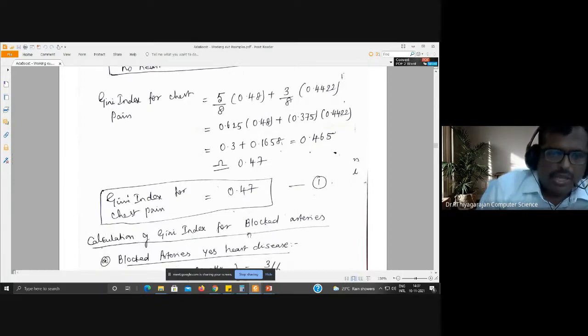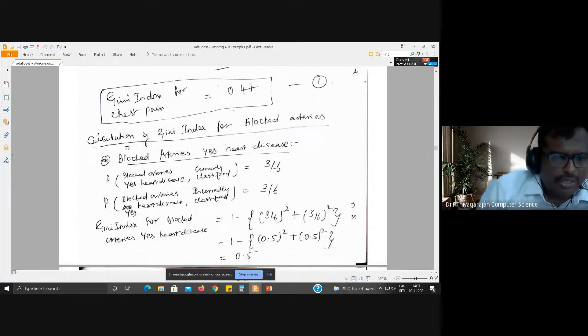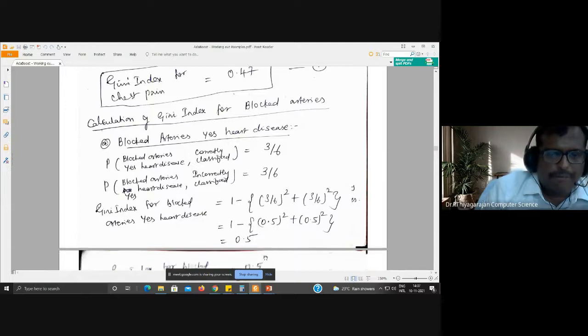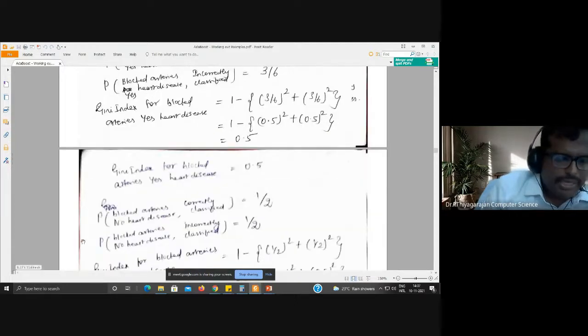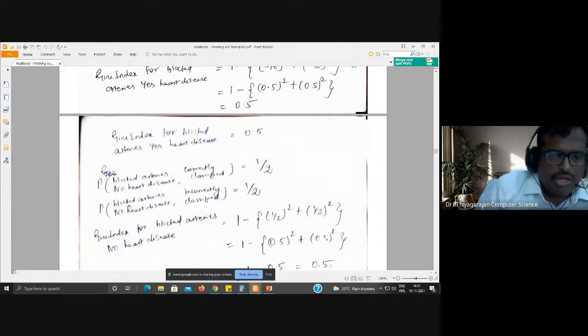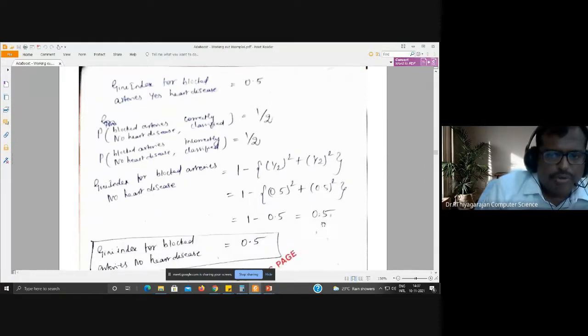Yes, sir. Similarly, calculate the Gini index for the blocked arteries. So the blocked artery is yes, the correctly classified is 3 by 6. If the blocked artery is yes, incorrectly classified is 3 by 6. So calculate the Gini index for the blocked arteries yes. Apply the formula for the Gini index. Do the arithmetic, it will be 0.5. Similarly, calculate the Gini index for blocked arteries no. If we do the arithmetic, it will be 0.5.